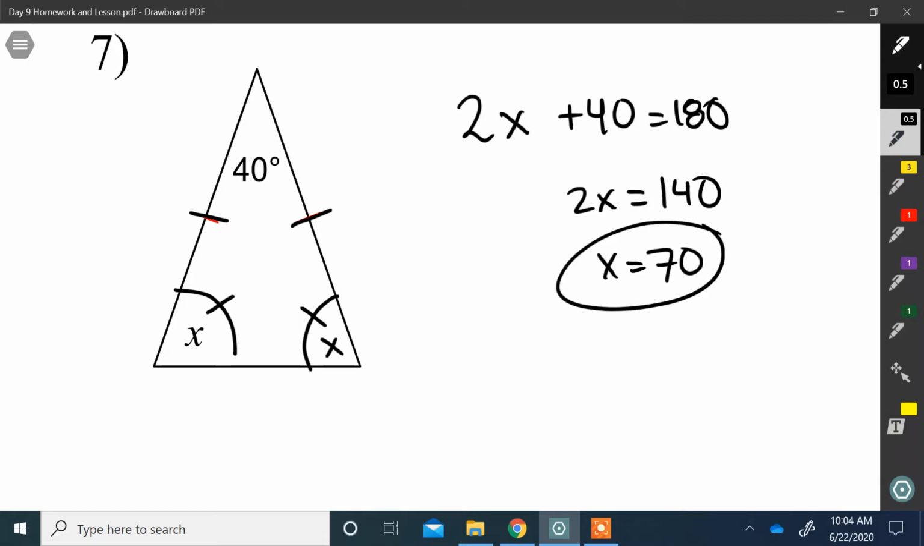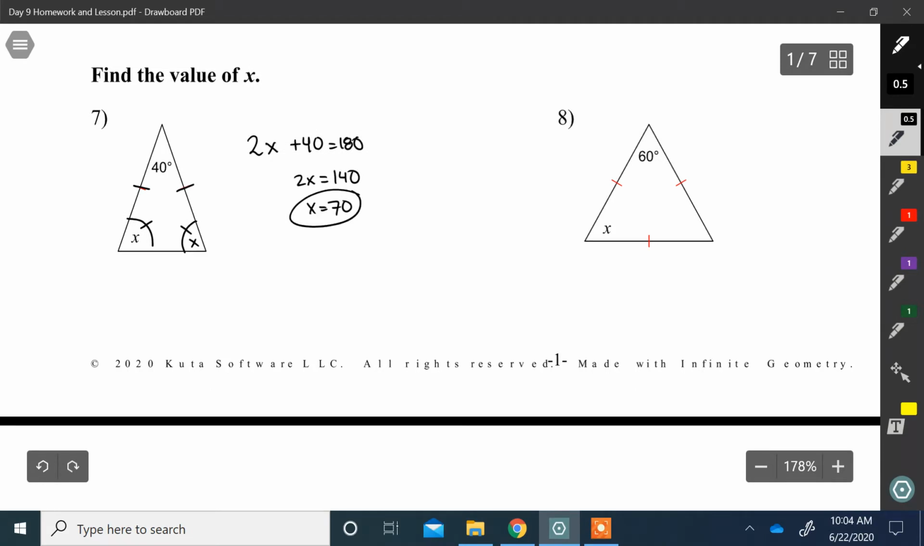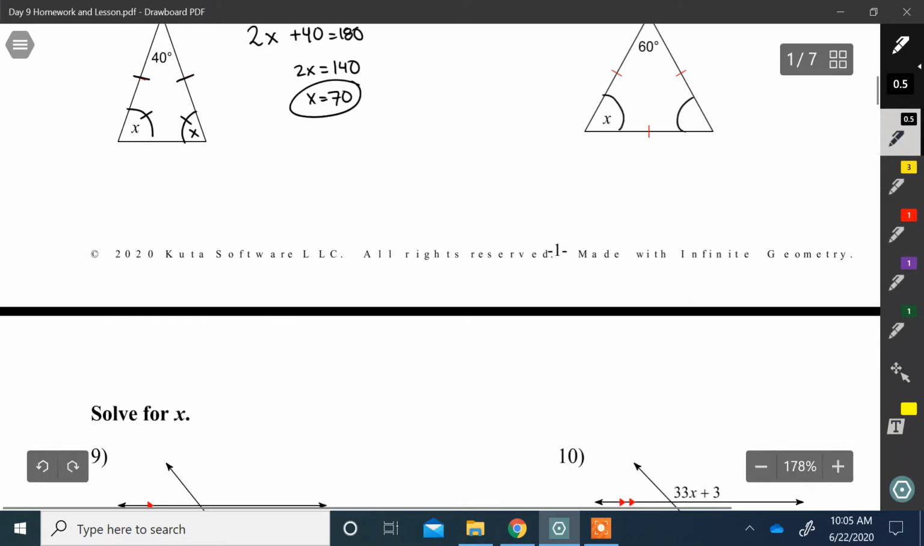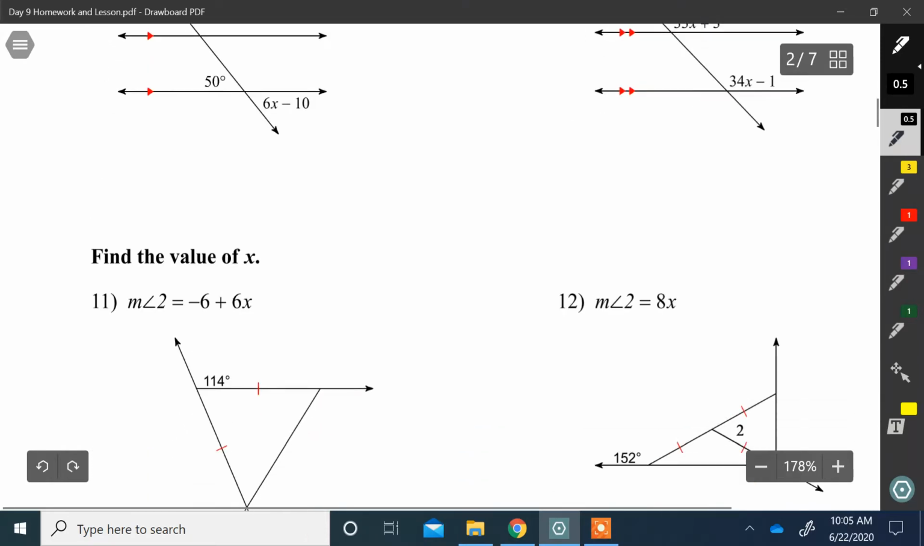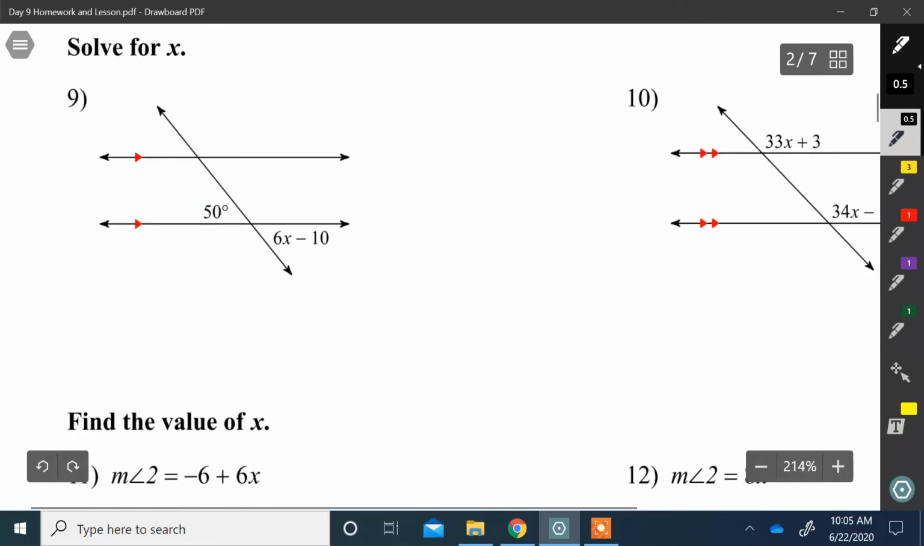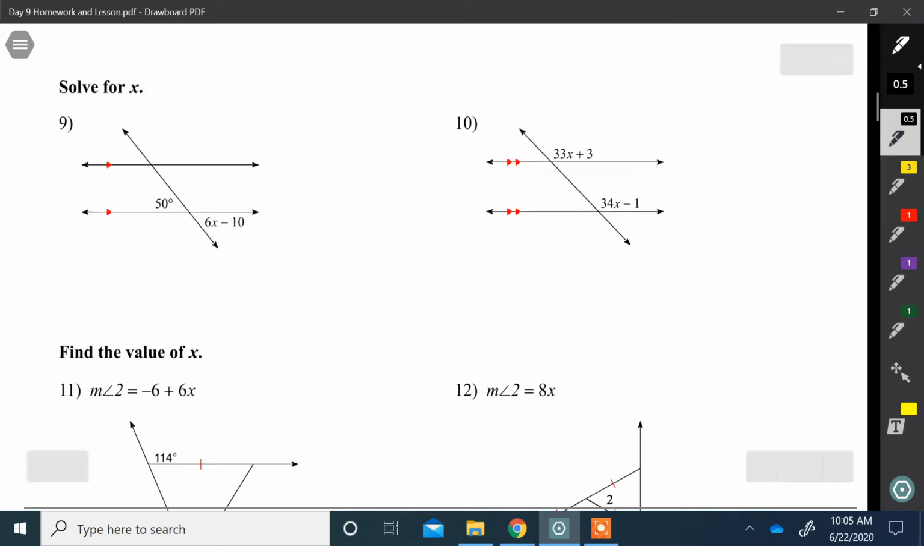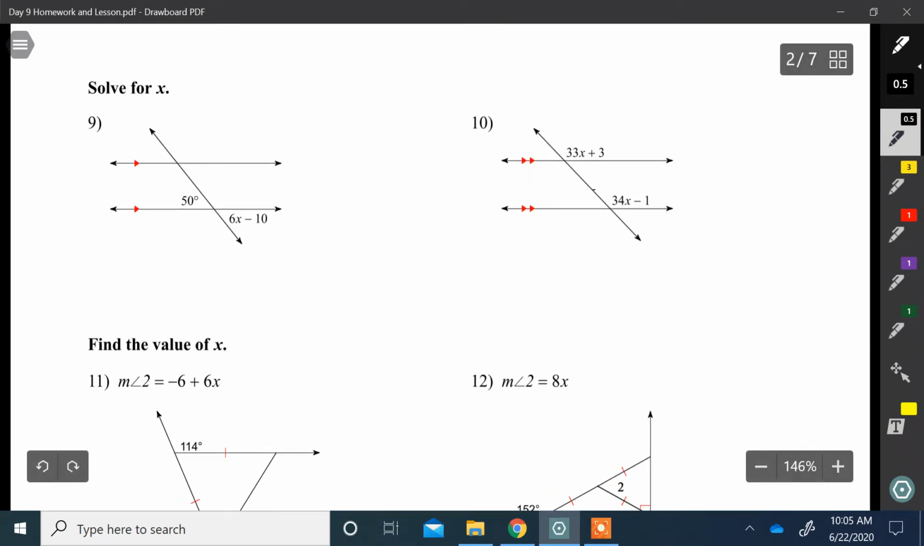Okay, number 8 is actually pretty easy, because you know that all those are going to be the same, so x should be very easy. You will see that it's very easy. All right, number 9. Number 10, just to let you know, this and this are always congruent, so that's how you solve that one.